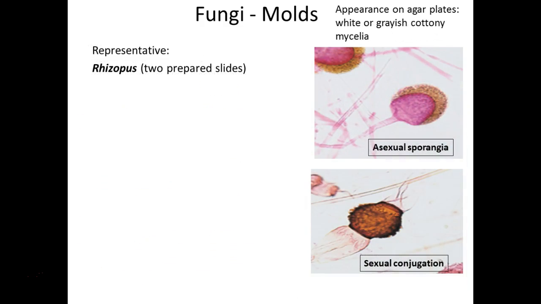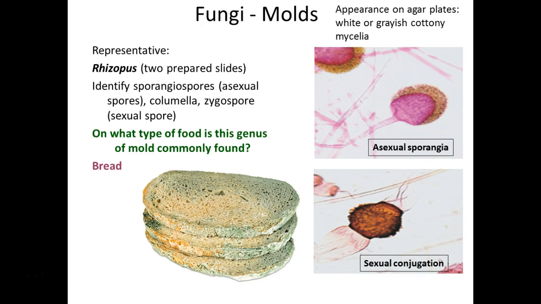The last one is Rhizopus. We have two slides for this one too. One that shows asexual. So here's the spores in the little cap region here. And the other one was sexual, where the two come together and form the zygospore. And this you would find on your bread. This last one is what you would find on your bread.